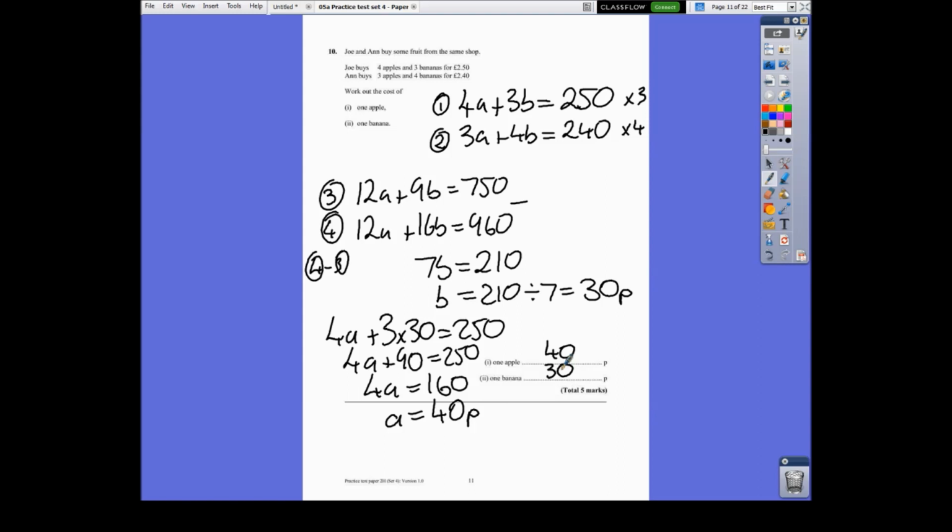Just a quick one on the answer line there. The answer is in pence, so we can leave it as 40 and 30. Just make sure they get the right units on the answer line.